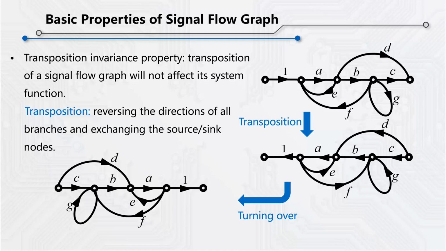Of course, for convenience, we usually turn over the transposed signal flow graph so as to put the input node on the left and the output node on the right. This is the signal flow graph after turning over. According to the transposed property of the signal flow graph, these signal flow graphs, including those before and after transposition, have the same system function from their input to output.